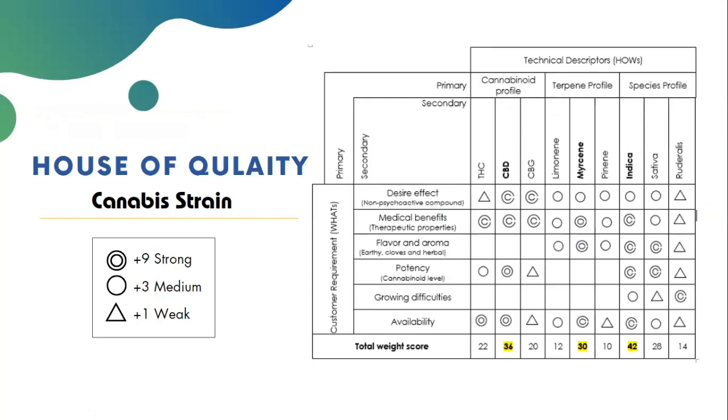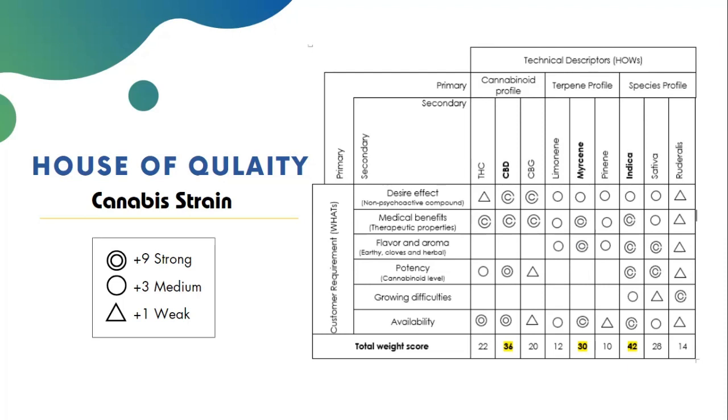Based on the table, we have 3 rating scores. The double circle gets 9 points for the strongest relationships. The single circle is for medium, which accounts for 3 points, and the triangle symbol represents the weak points, which is 1. On the right-hand side is the table of the house of quality. On the left-hand side, we have the customer requirements, with 6 categories to focus on: desired effects, medical benefits, flavors and aroma, potency, growing difficulties, and availability of the cannabis strains.